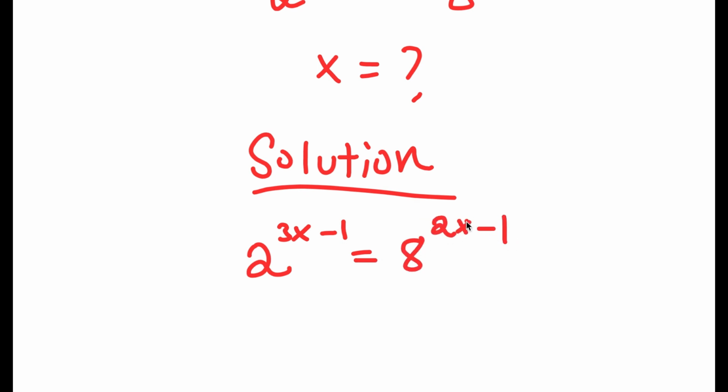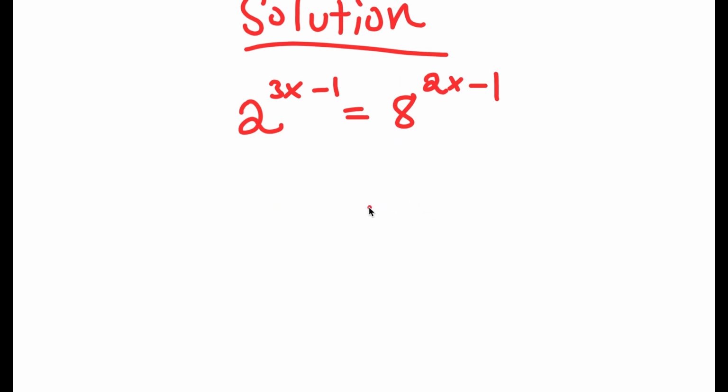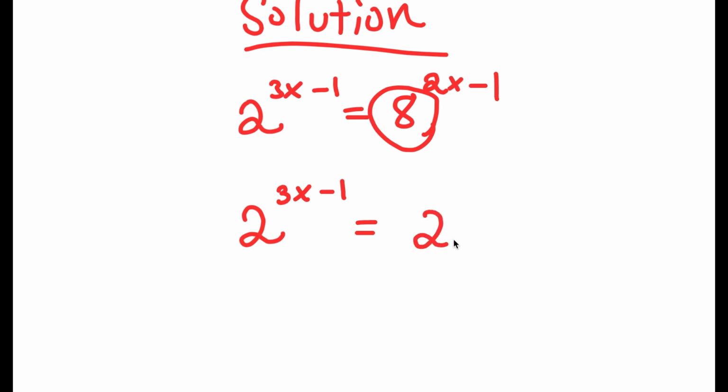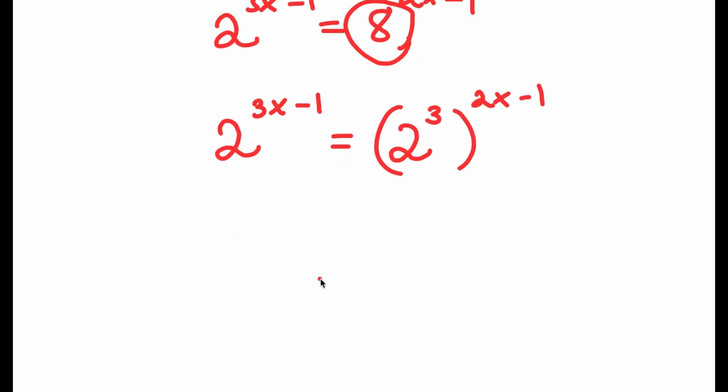And what I'm going to first do is start by rewriting 8 here as 2^3, because 8 is equal to 2 to the power of 3. So now I have 2^(3x-1) is equal to (2^3)^(2x-1). And the reason I did this is because now these two have the same bases. Both of these bases are 2, so it's going to be much easier to solve this equation.